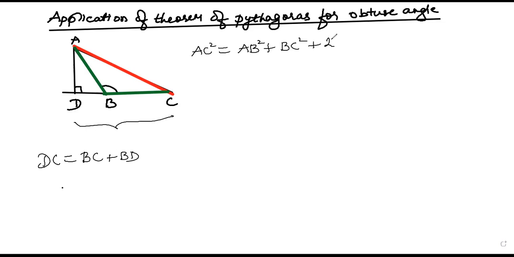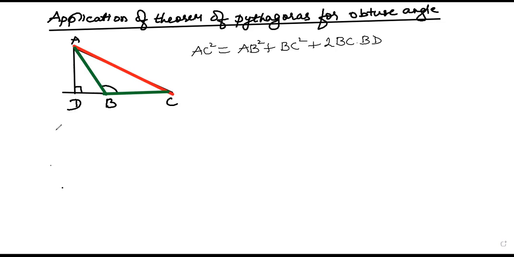So 2 into BC into BD. This will come in the formula. Are you getting me? There's a way to remember. Square of the side opposite obtuse angle is equal to sum of the squares of the sides containing the obtuse angle plus 2 into product of the segments. That segments, how to take, I showed you, children.